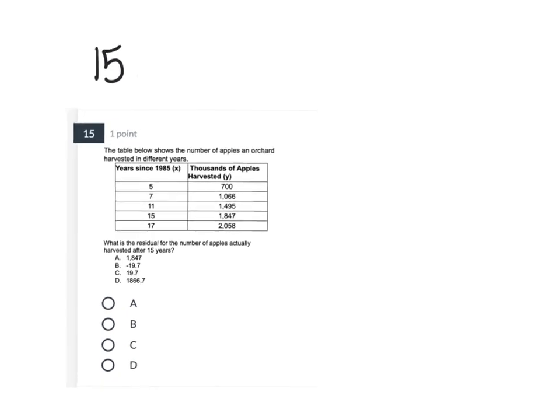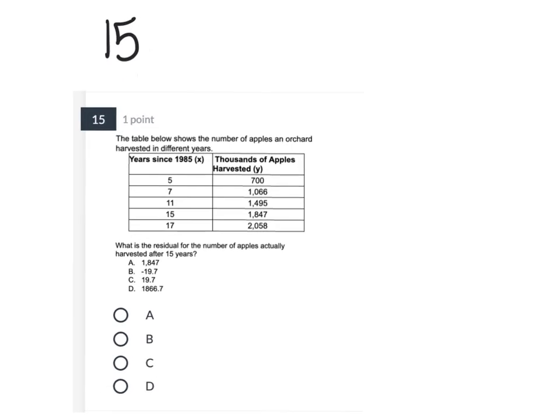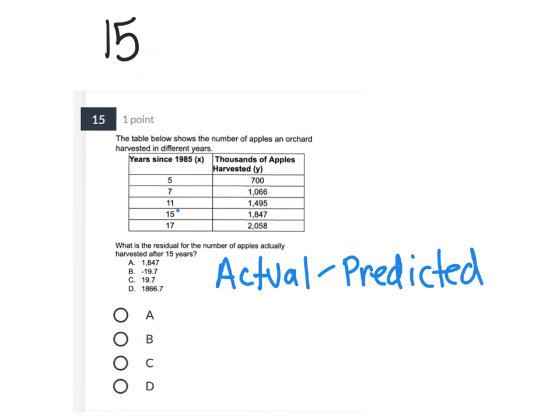And the last one here is another residual problem. It says, what is the residual for the number of apples harvested in 15 years? So remember, to find the residual, that's going to be actual minus predicted. So we know that the actual amount in 15 years was this one. This is the actual value. So we need to find the predicted value is what we're looking for.